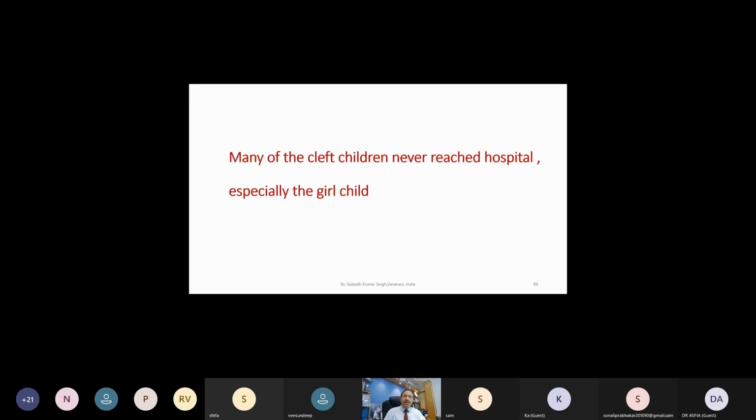So many of the cleft children never reached our hospital, especially the girl child. We had seen them before, but they never came for the surgery. And when we inquired, we found that they died. They died because they could not be fed. So early on in 2004-5 only, we started a cleft nutrition program, which started with the counseling, and now we provide all nutrition supplements and materials.